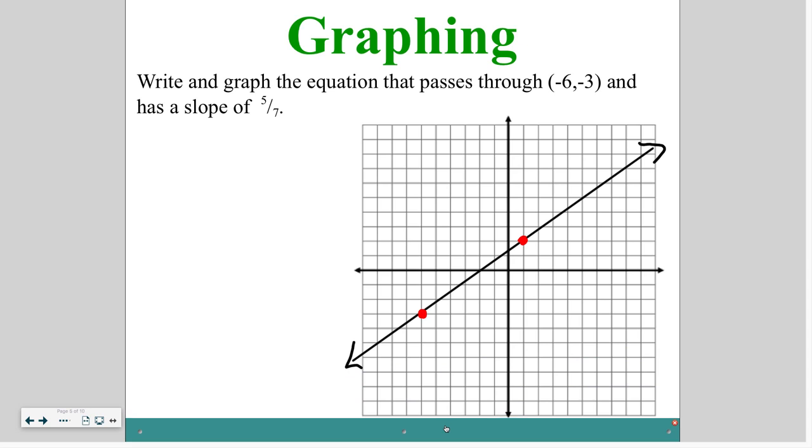So what we've got here is our final graph. Our final equation is going to be, excuse me, not y is equal to, y plus 3 is equal to 5/7, our slope, times x plus 6. Again, both of those turn into positives because we are minusing negative 6 and minusing negative 3.